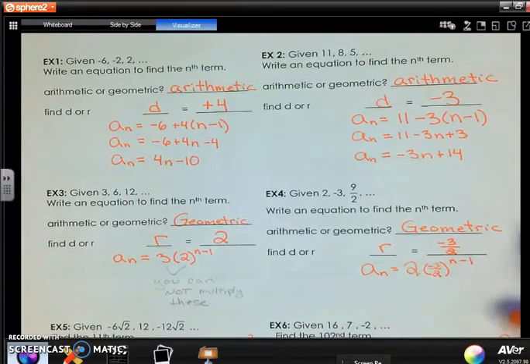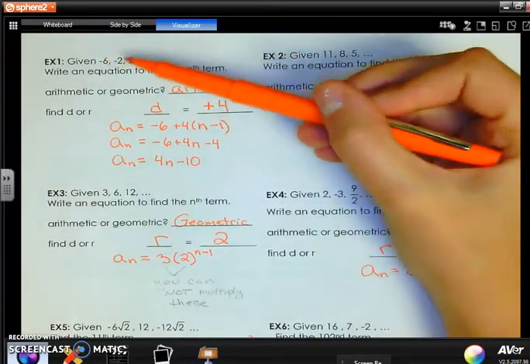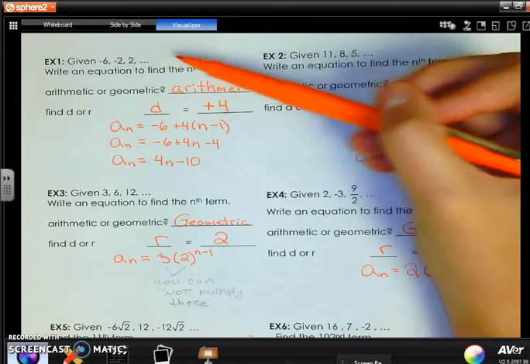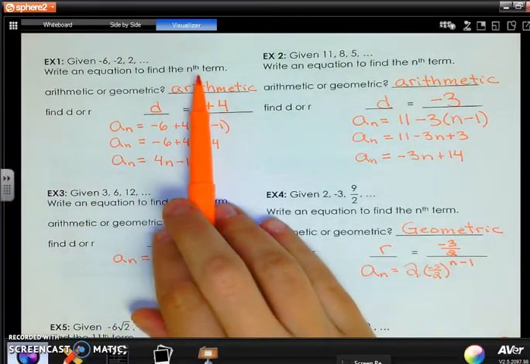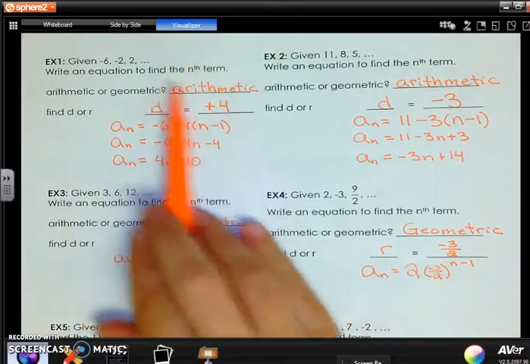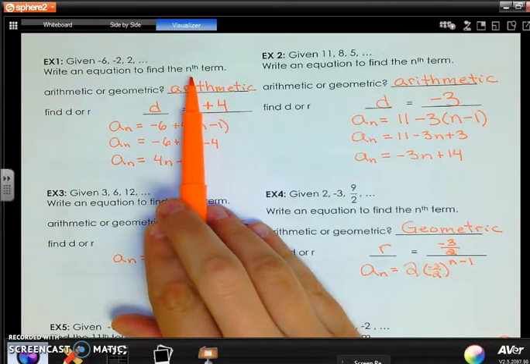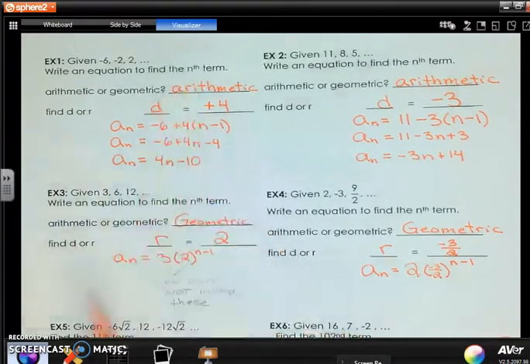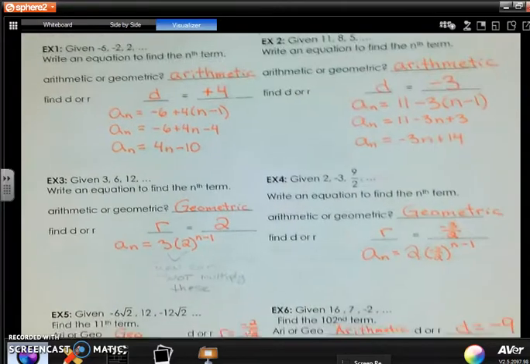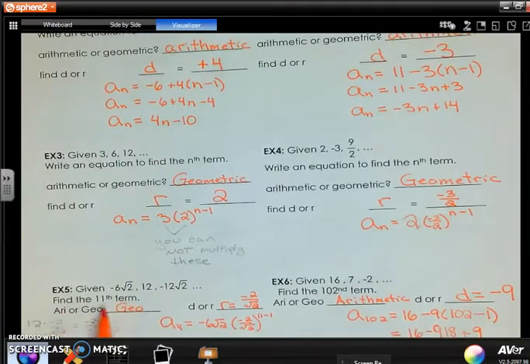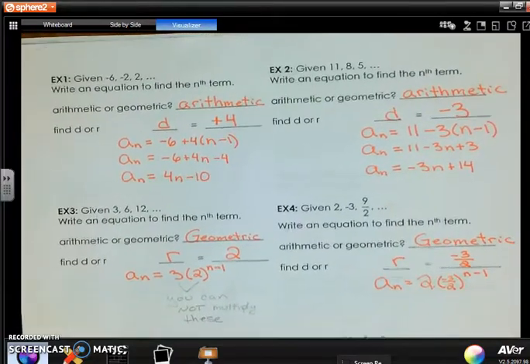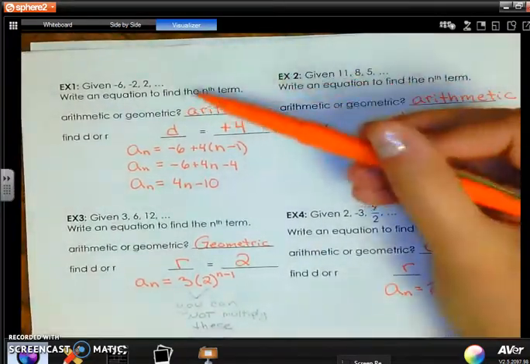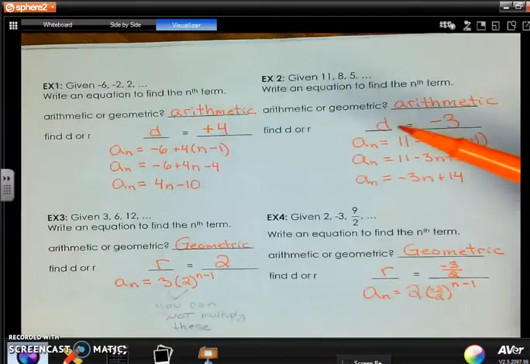In example 1, you're given this sequence here, -6, -2, 2, dot, dot, dot. That means this sequence keeps going on and on. And it says write an equation for the nth term. So when you're asked to write an equation for the nth term, that means there's going to be an n in your answer. That's different from, for example, example 5 later down, where it says find the 11th term. If they ask you for a specific term number, your answer is going to be a number. But if they just ask you to write a general equation for the nth term, that means n is going to be in your answer.